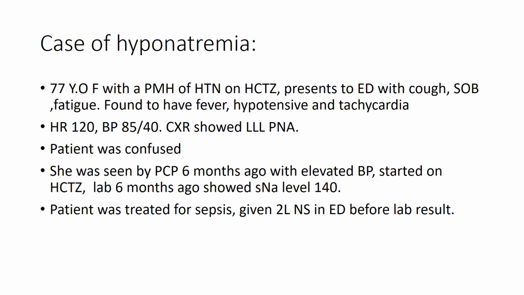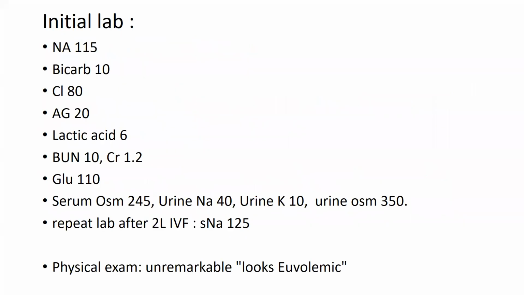Typically, they give her 30 cc per kg and start antibiotics before the lab results even come back. The initial lab came back even before she got the fluid: sodium was 115, anion gap metabolic acidosis, lactic acid 6, creatinine 1.2, and normal glucose. And those are her urine labs. The physician decided to repeat the lab after finishing the fluid, and the sodium went up to 125.